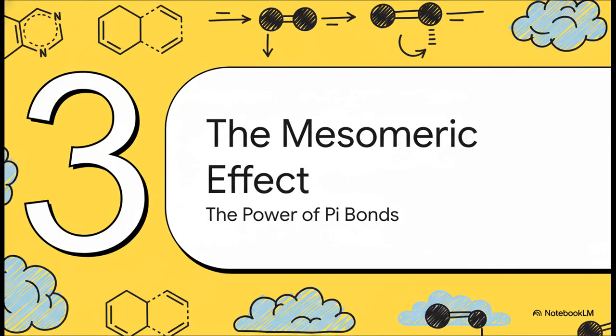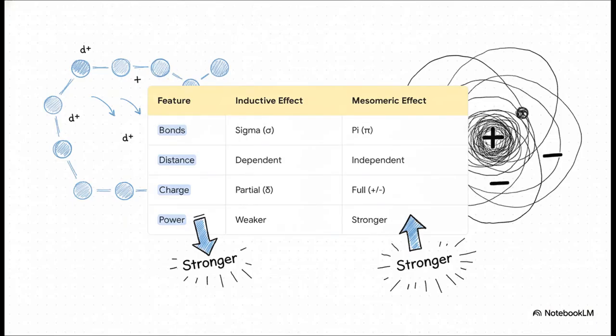But the inductive effect isn't the whole story. Oh no, there's a much more powerful player on the field, the mesomeric effect. This one operates through the delocalized pi systems. You can just think of them as these electron highways made up of double and triple bonds. So let's put these two head to head. The inductive effect is this localized pull through single bonds. But the mesomeric effect, it's like a wave of electron density that flows through the entire pi system. That's why it doesn't care about distance and creates full actual charges.